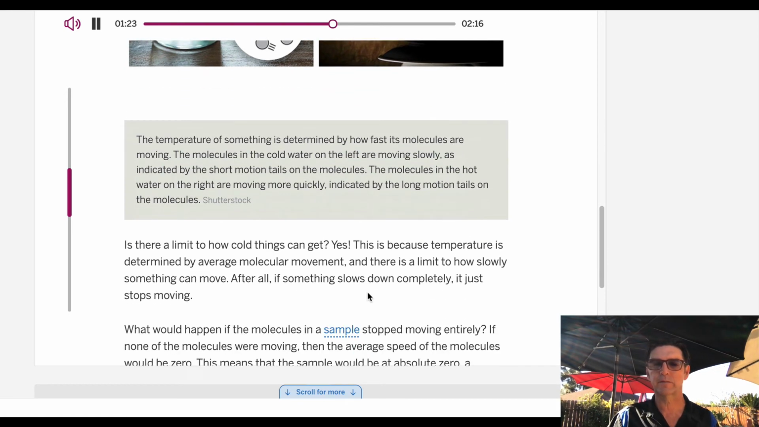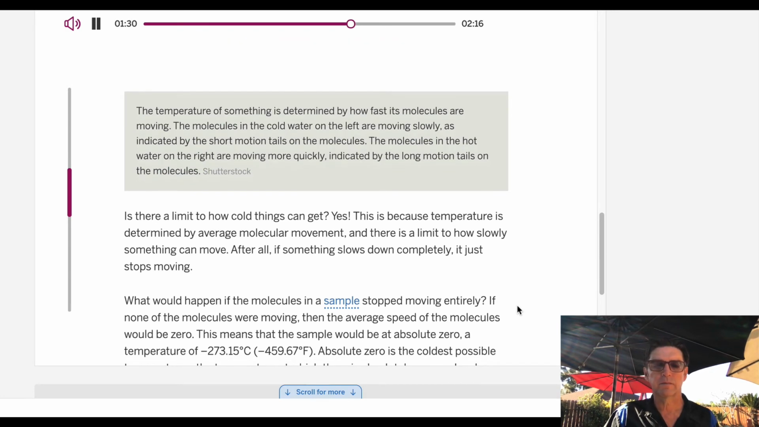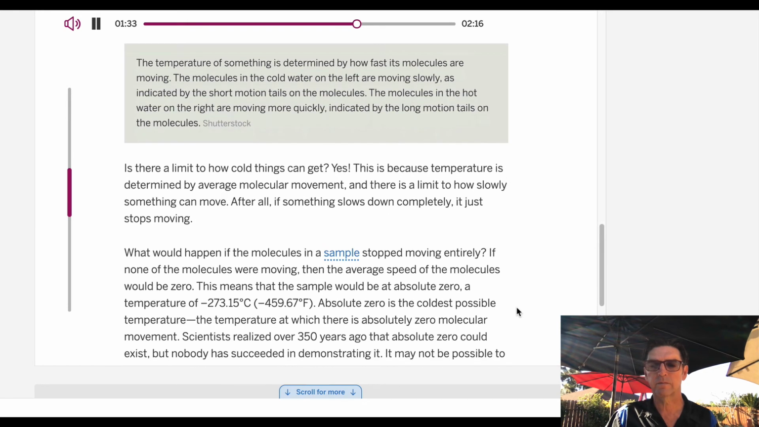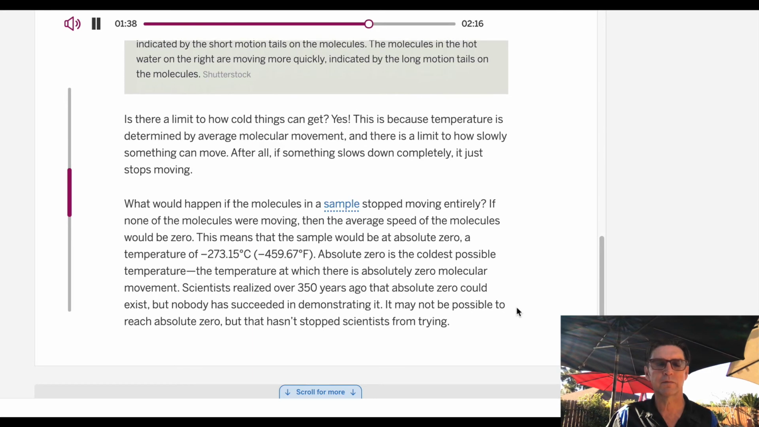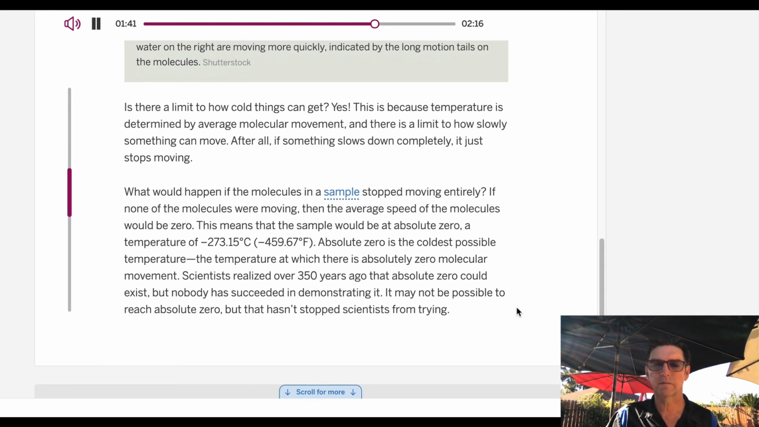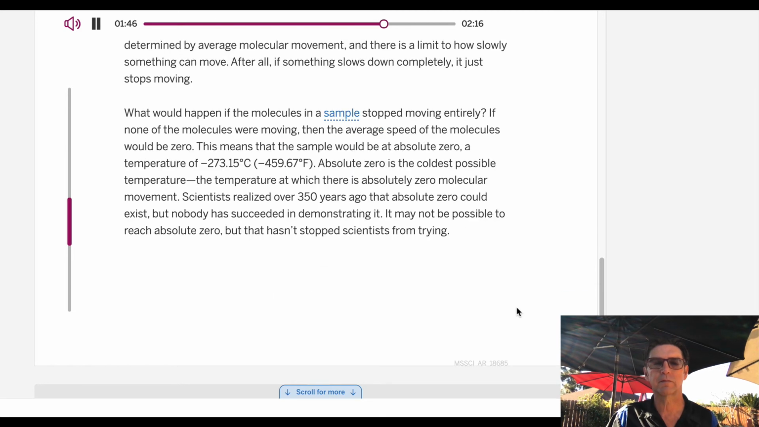And there is a limit to how slowly something can move. After all, if something slows down completely, it just stops moving. What would happen if the molecules in a sample stopped moving entirely? If none of the molecules were moving, then the average speed of the molecules would be 0. This means that the sample would be at absolute zero, a temperature of negative 273.15 degrees Celsius, negative 459.67 degrees Fahrenheit. Absolute zero is the coldest possible temperature, the temperature at which there is absolutely zero molecular movement.